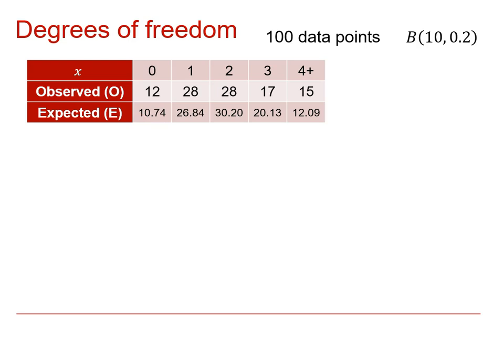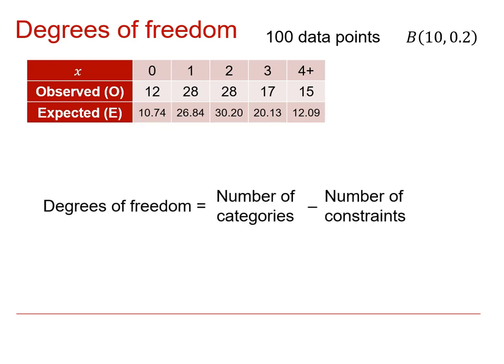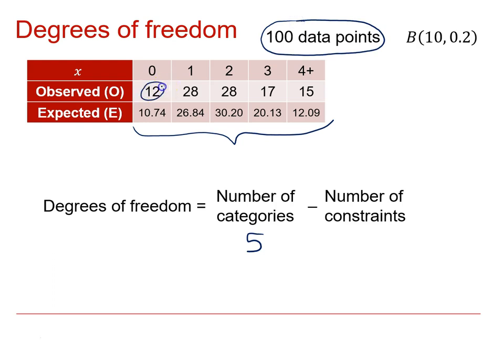Now before we can find the critical value, we need to calculate the degrees of freedom. The degrees of freedom here is defined as the number of categories minus the number of constraints. So here, as you see, we have 5 categories. We only have one constraint, and that is the number of data points. So these first 4 values have the freedom to vary, but this one does not, because it needs to make the total correct. So that is our only constraint. So that is 1. So the number of degrees of freedom is 4.